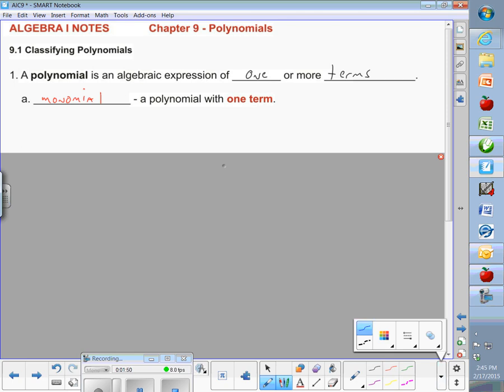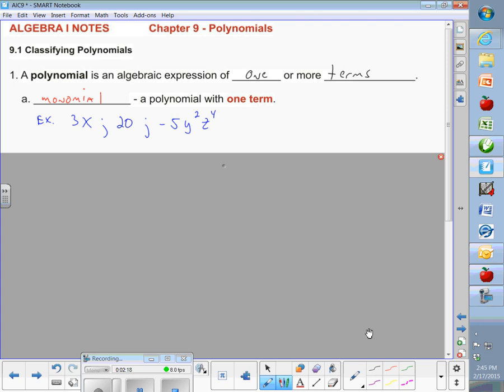What would they look like? Well, here are a couple examples. Maybe something as simplistic as a 3x. That's a monomial. Here's a boring one. How about something as simplistic as the number 20? That's a monomial. How about something like a negative 5y squared z to the fourth?